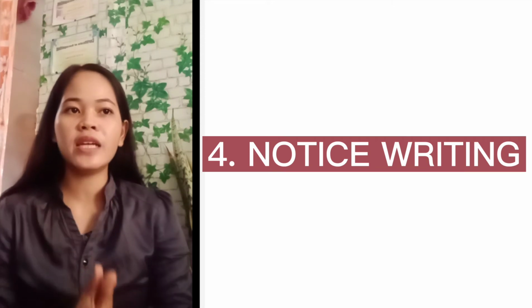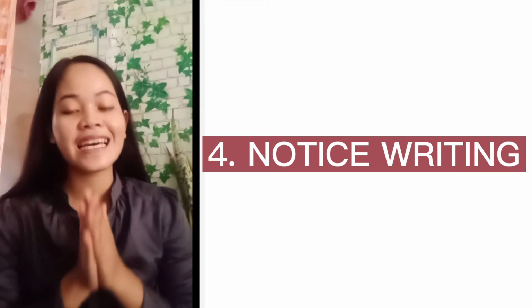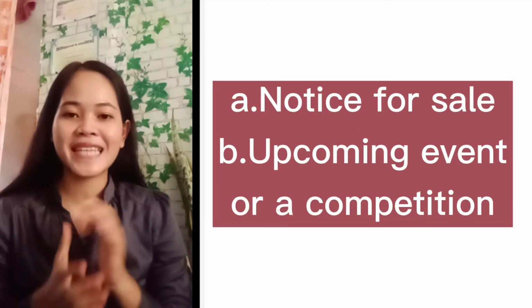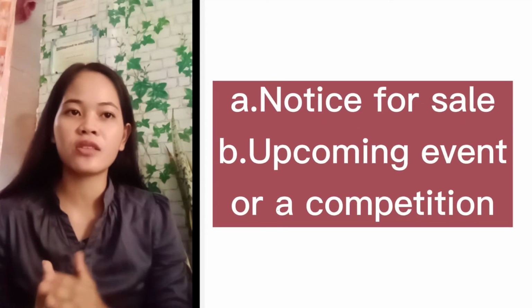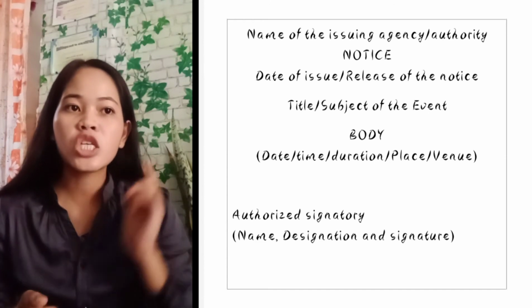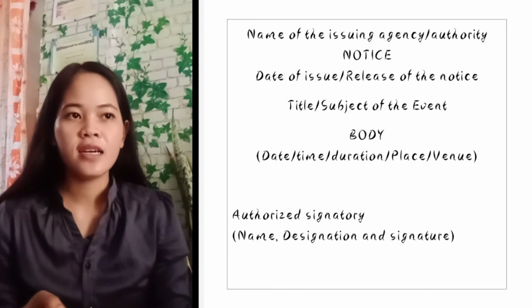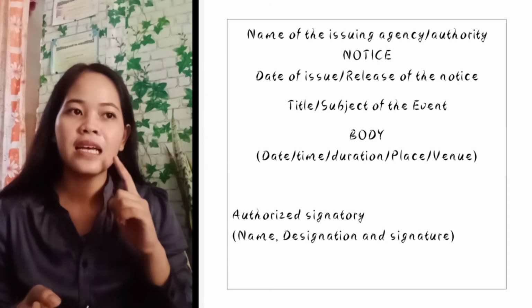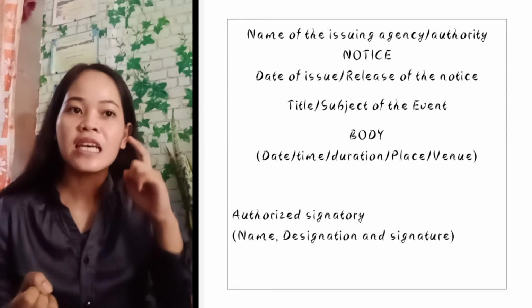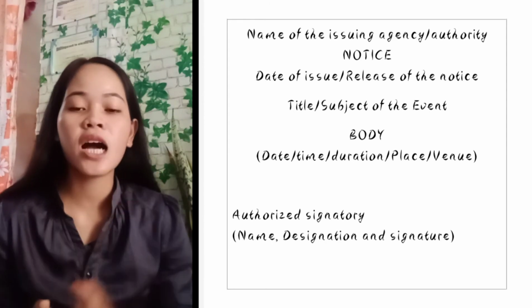Going forward, fourth, notice writing. A notice is a written or printed announcement. For example, a notice for a sale, an upcoming event, or a competition. Another example: name of the institution, issuing authority, notice title, date, and writer's name with designation. That's the example of notice writing.